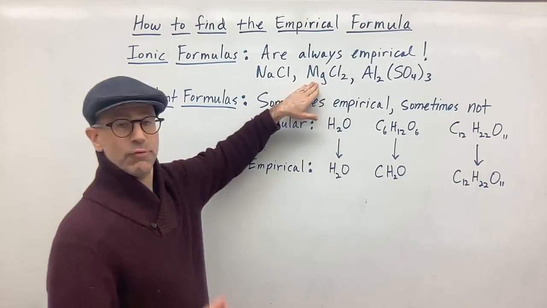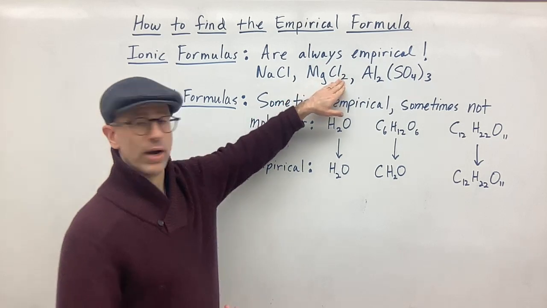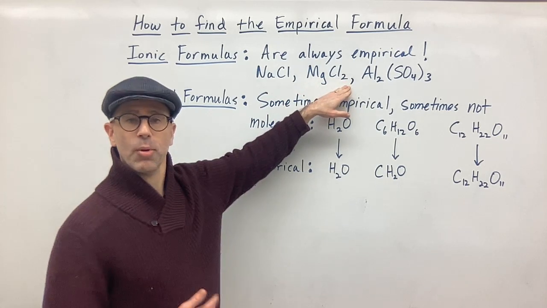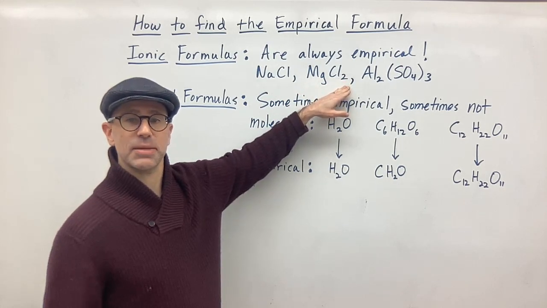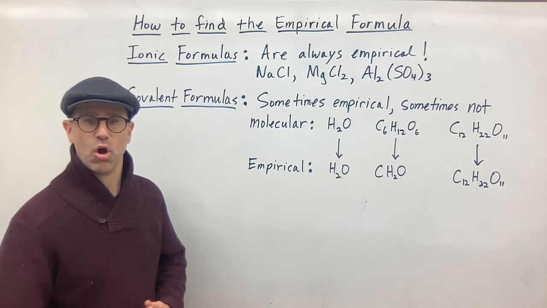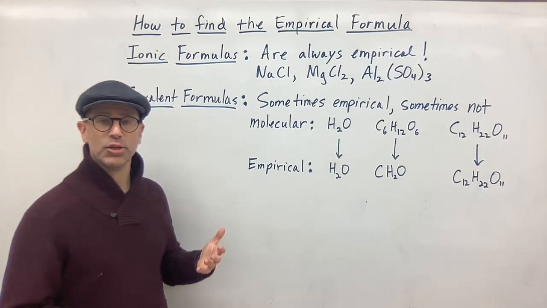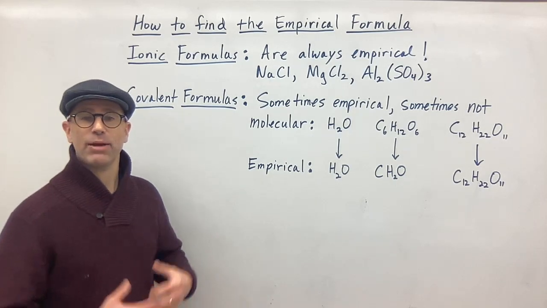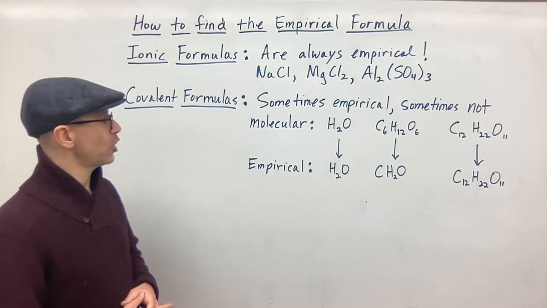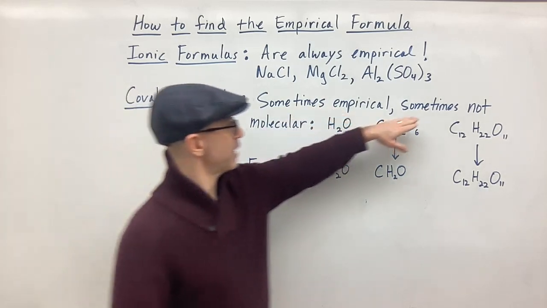Now, if you have two magnesium ions, then you need four chloride ions to balance the charge, so it would be Mg2Cl4. But we don't write it like that. We just write it as the simplest whole number ratio. That's why ionic formulas are always empirical. But for covalent formulas, you have molecules that actually have a real, certain number of atoms in the molecule, and so sometimes they're going to be empirical and sometimes they're not.